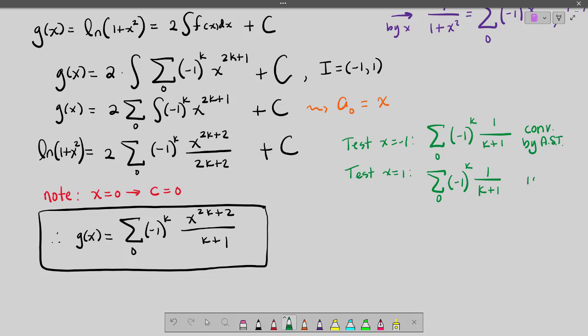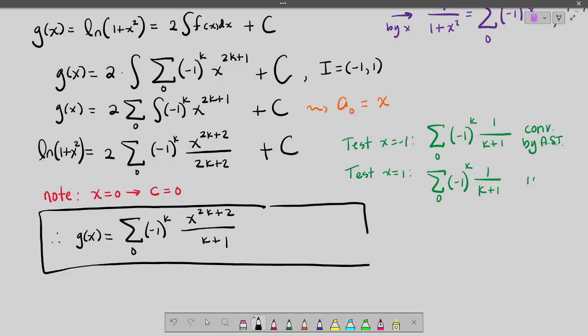So that's going to converge also by AST. So therefore, let's get our IOC in here. Our IOC actually is the closed interval -1 to 1. We've gained convergence at both endpoints. So there is our power series for G, and there is its interval of convergence.